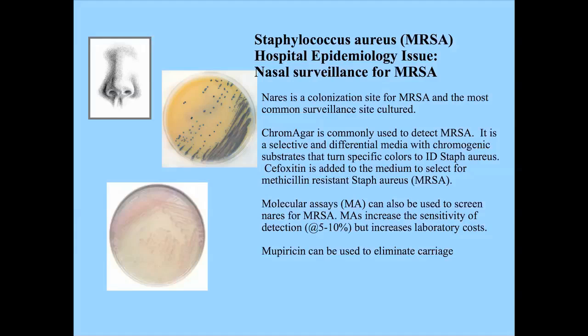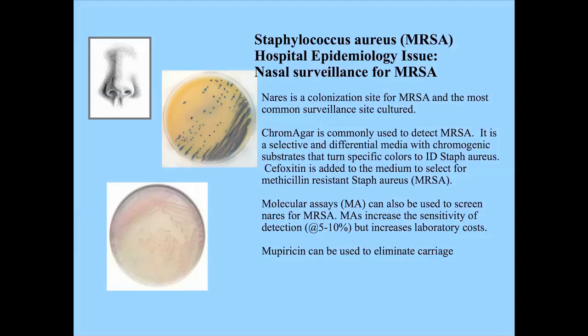You can also add sulfoxetine to these plates to detect MRSA. So if the plate contains sulfoxetine, you're looking for MRSA. If they do not have sulfoxetine, it becomes a very nice screen plate for just Staph aureus. These results are usually available in 24 hours.